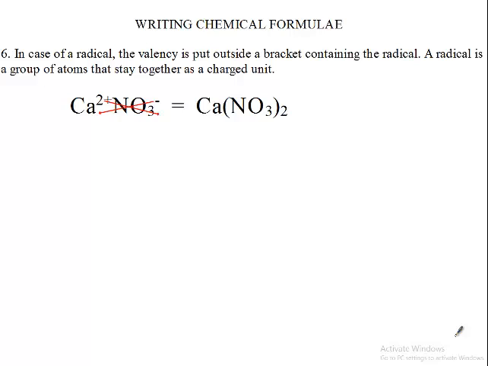In case of a radical, the valency is put outside a bracket containing the radical. A radical is a group of atoms that stay together as a charged unit. When you have groups of atoms that are carrying a charge, we call them a radical. Now here we have NH4. This NH4 carries a charge, therefore it is called a radical.